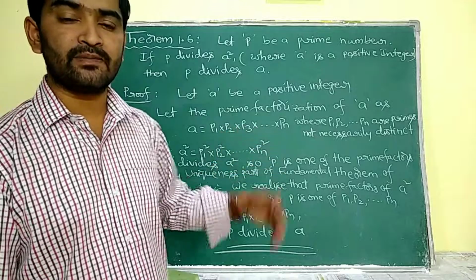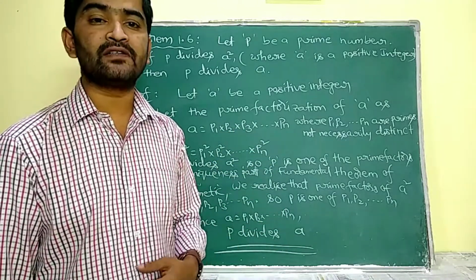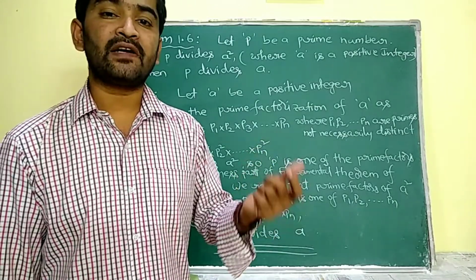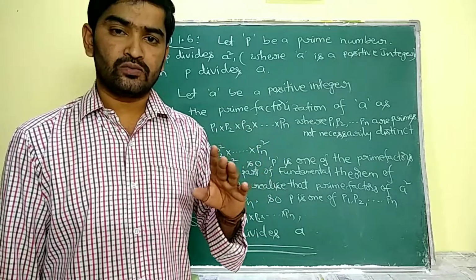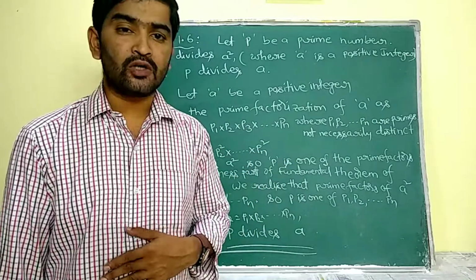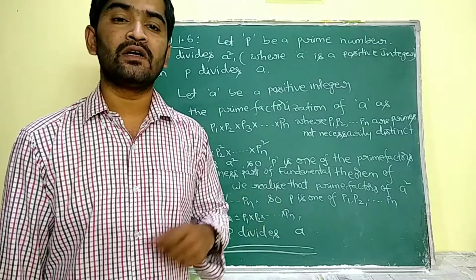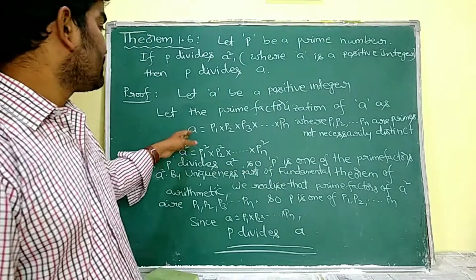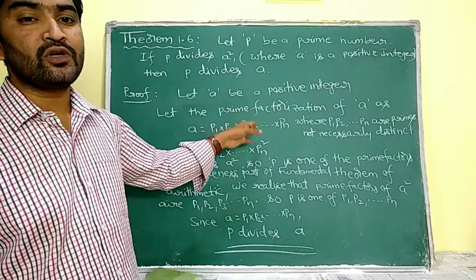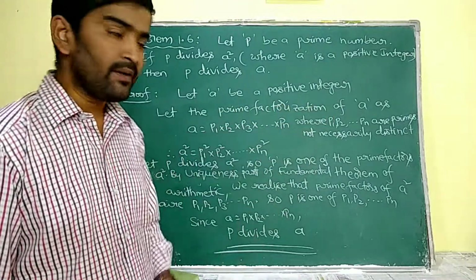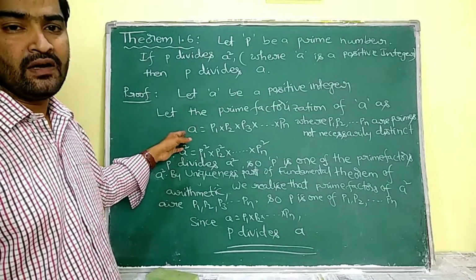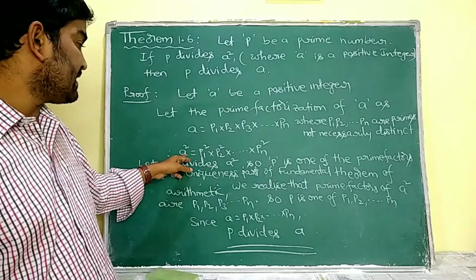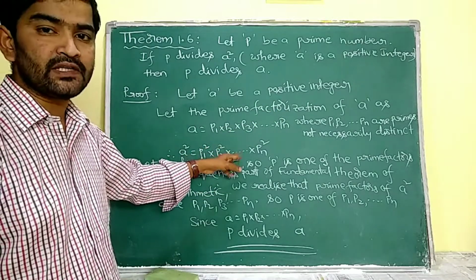For example, if 8 is given, then the prime factors of 8 are 2 into 2 into 2, that means 2 cube. That means the only prime factor of 8 is 2. If I give you 12, then the prime factors of 12 are 2 and 3. So A is equal to P1 into P2 into so on Pn, where P1, P2, so on Pn are prime numbers. Now square the given value: A square is equal to P1, P2, so on Pn whole square. That is, A square is equal to P1 square into P2 square into P3 square into so on Pn square.